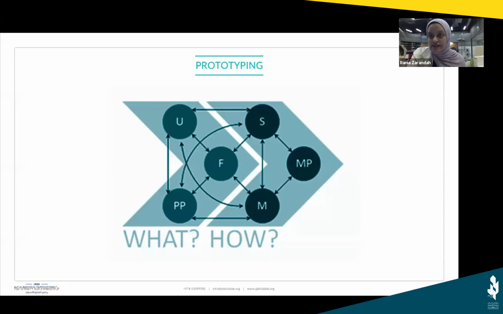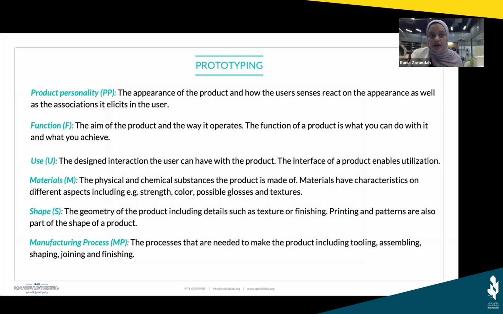So if you look at this diagram represented here, we have two stages of the prototype. We have the what and we have the how. When we talk about what we want to prototype, we talk about the product personality, we talk about the function, and we talk about the use. We understand these three aspects when we are developing our prototype. We ask these three questions: what is the product personality? What is the product function? And what is the use of the product?